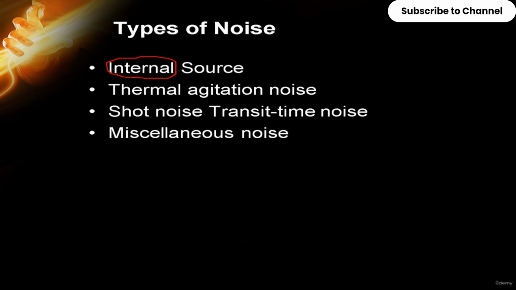So examples are thermal agitation noise. Thermal agitation noise is an electrical noise. It is also known as Johnson noise. Then there is shot noise or transit noise, which occurs during transmission of a signal. Then miscellaneous noises. What is miscellaneous noise? Miscellaneous noises include flicker, resistance effect, and mixer generated noise like that.